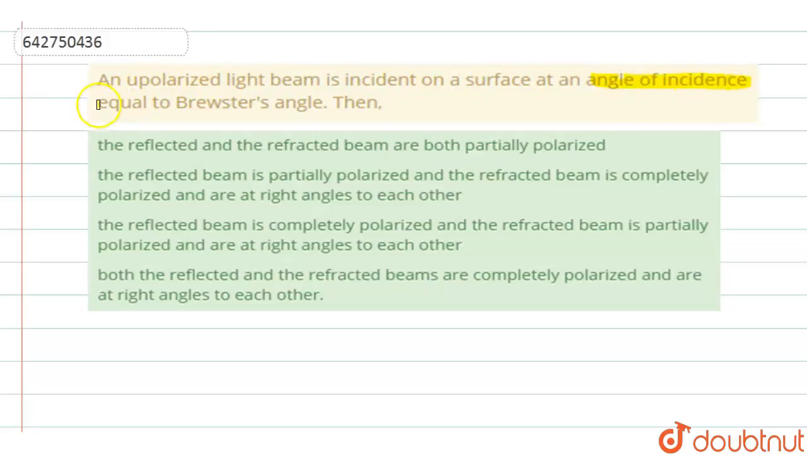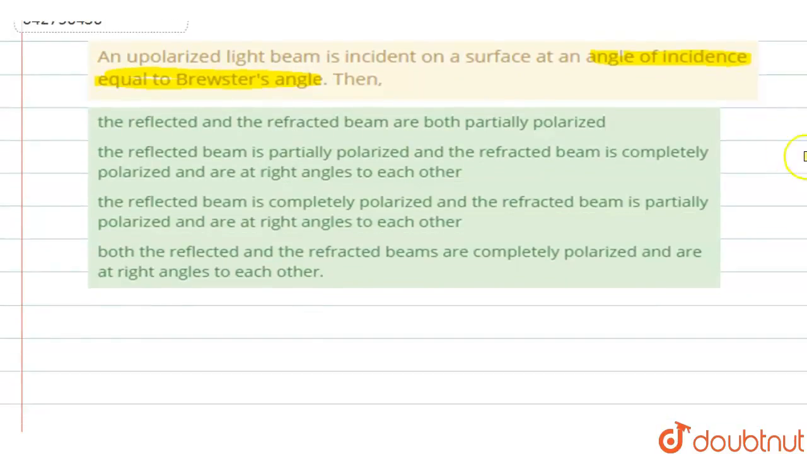An unpolarized light beam is incident on a surface at an angle of incidence equal to Brewster angle. Then, which of the following statements among this is true? So, let us see what is this Brewster angle or what is this Brewster's law.